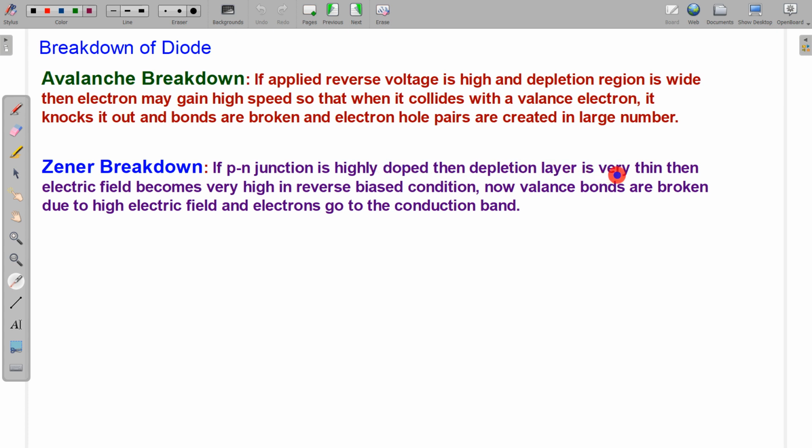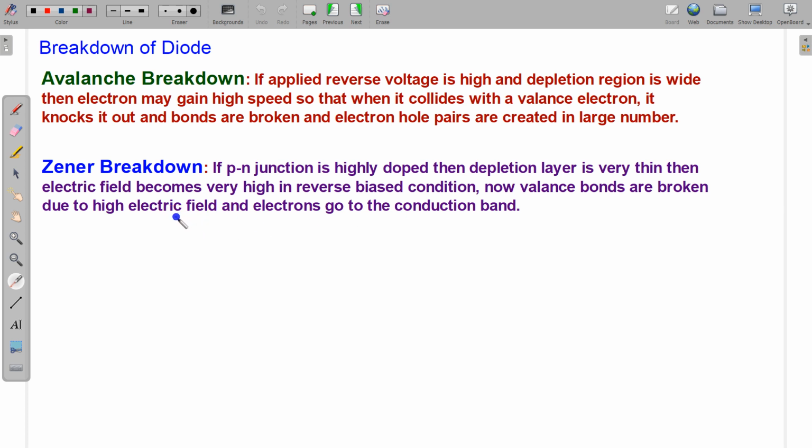the depletion layer is very thin, and since the depletion layer is very thin, if we apply a reverse voltage, then that voltage divided by the thickness of the depletion layer will give the electric field. Since this is a very thin depletion layer, the electric field becomes very high. If the electric field becomes very high, then the valence bonds are broken due to this electric field itself. So now the valence bonds are broken due to this high electric field.